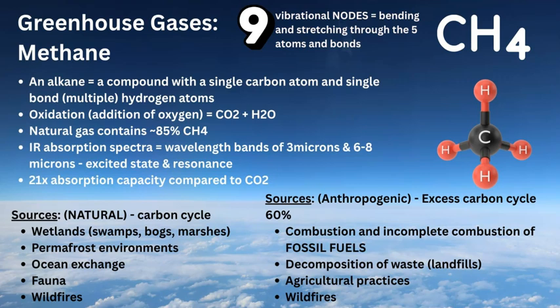Now, this comes from its 9 vibrational nodes, which means there are 9 different ways for it to stretch and bend through the 5 atoms and the different chemical bonds, which has the potential to absorb a lot of energy. However, it is such a small percentage of the atmosphere that it doesn't really reach its potential. If more methane were added in large quantities, you'd see a lot more heat absorbed by this methane in the atmosphere.